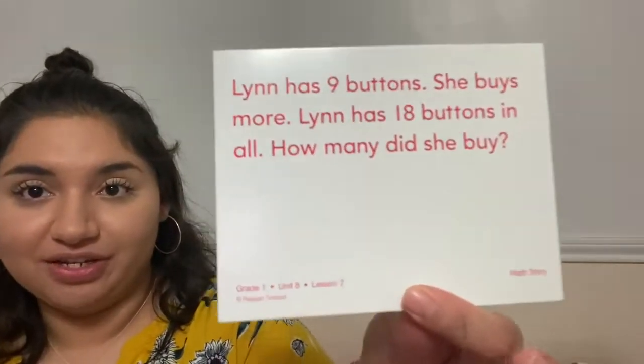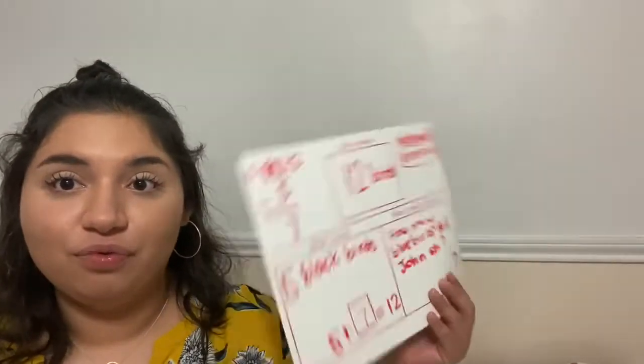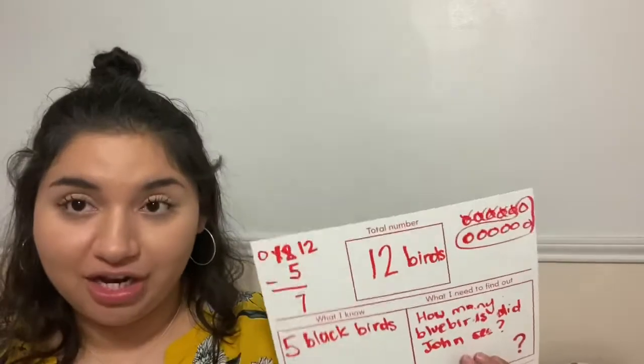Now let's do our last one. And remember, you are going to do this one by yourself. But first, let me read it to you. Lynn has 9 buttons. She buys more. Lynn has 18 buttons in all. How many did she buy? So here's the question. So you can read it by yourself and you can see it. Now remember, if you have one of these at home or create your own, so it can help you solve your word problem. So pause the video right now, press play when you're ready for the answer.